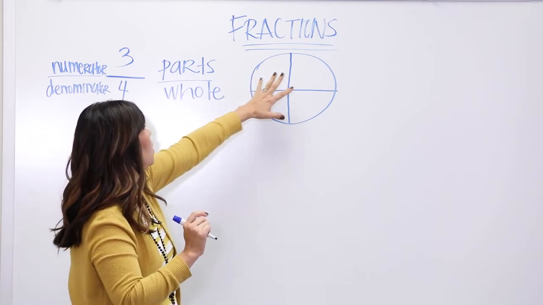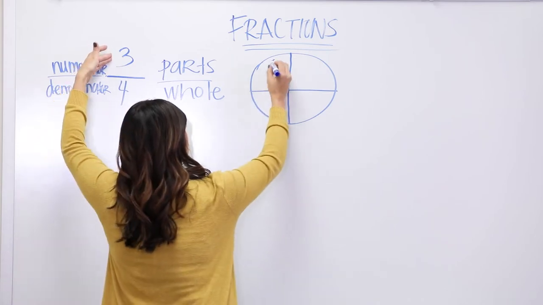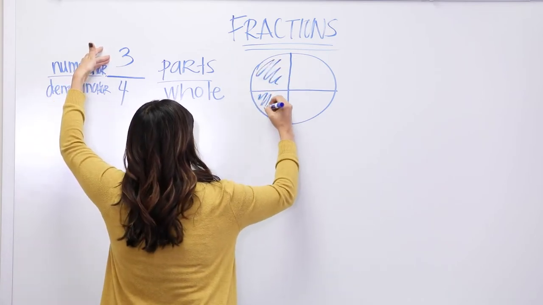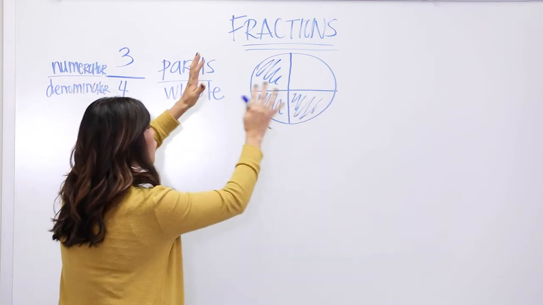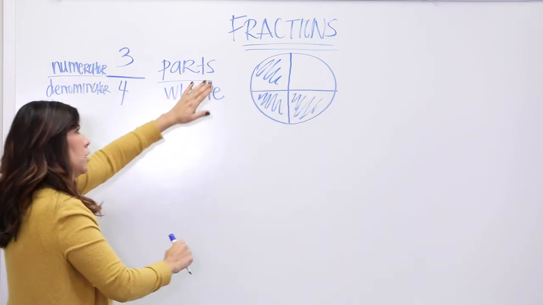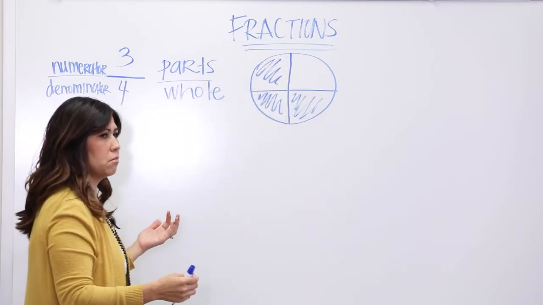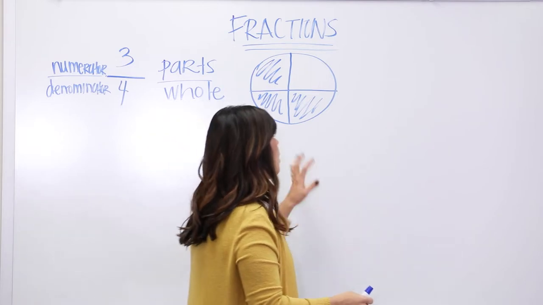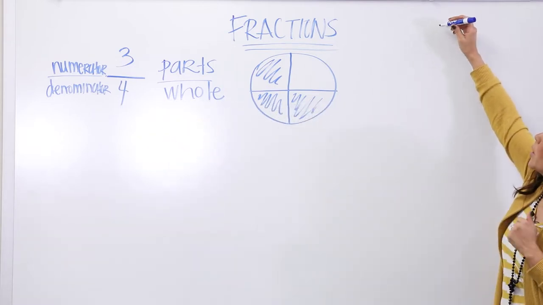So here's your whole, and it tells us here that we're using or eating or whatever, three parts. Three parts of the four are shaded. Parts out of the whole. It's a fraction, okay? I'm gonna come over here and go, okay, what else can we know about fractions?